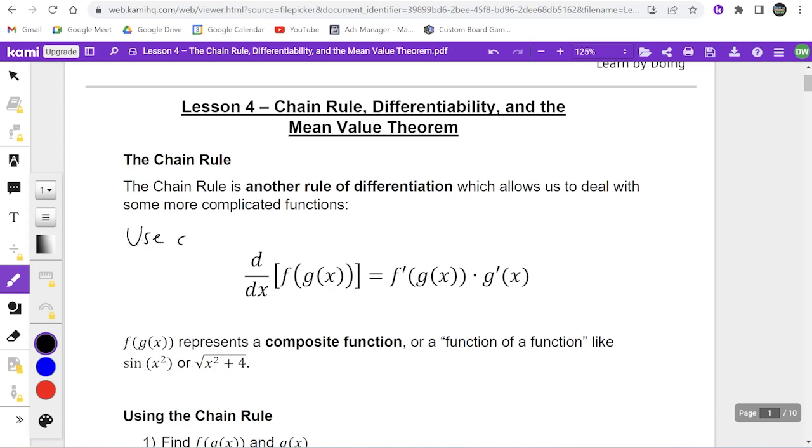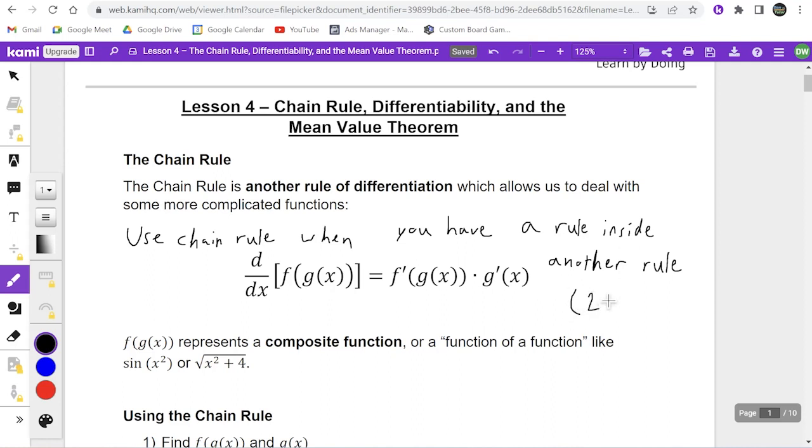So first, I want to talk about when you use chain rule. We use chain rule when you have a rule inside another rule. And I'll explain what I mean by that. Let's just look at a quick example just to see what it looks like.